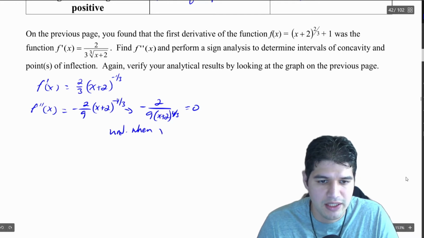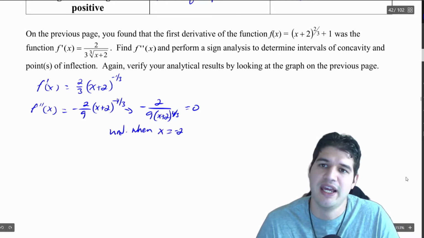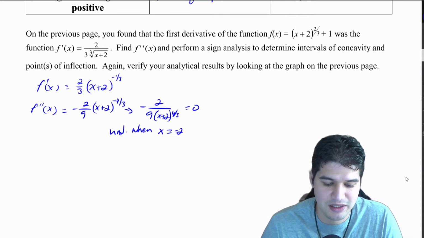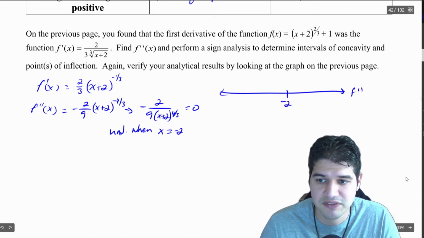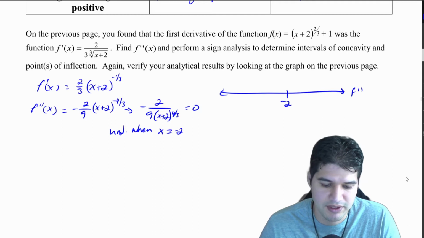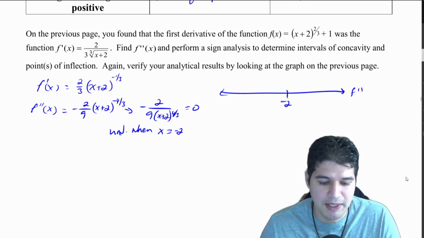Undefined when x equals negative 2. Again, for the same reasons as stated in the previous video. So we're going to make a handy dandy sign chart, and we're going to put in negative 2 right there in the middle. And again, this is f double prime. This is the second derivative. And so I want to be examining what's happening.